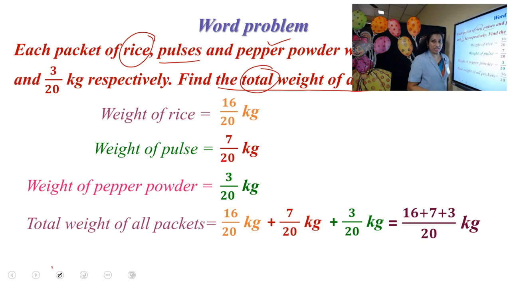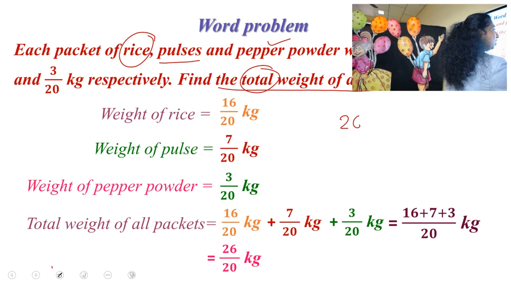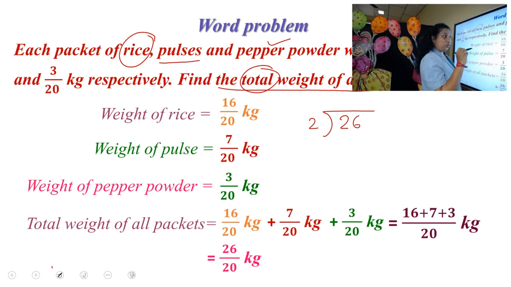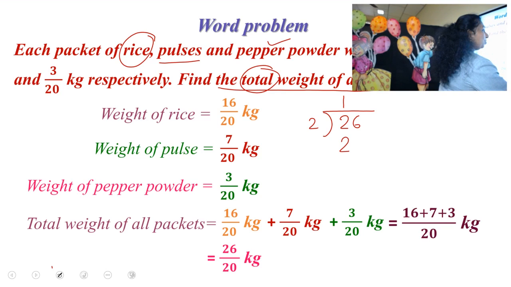What is 16 plus 7? 23. 23 plus 3 is 26 by 20 kilogram. Now look at these numbers, 26 and 20. We learned about divisibility: if the last digit is an even number, it is divisible by 2. Let's find out by dividing. 26 divided by 2. We have not learned the table of 2 where we get 26, isn't it? So we are dividing. 2 into 2 is 1, subtract and you get 0. Bring down 6. 2 into 6 is 3. Subtract and you get 0.